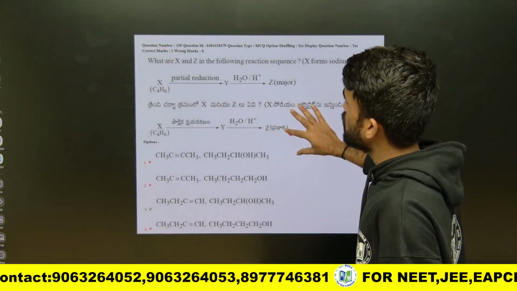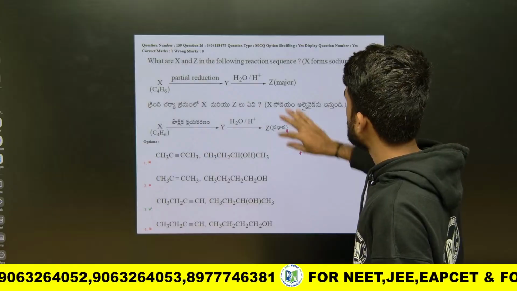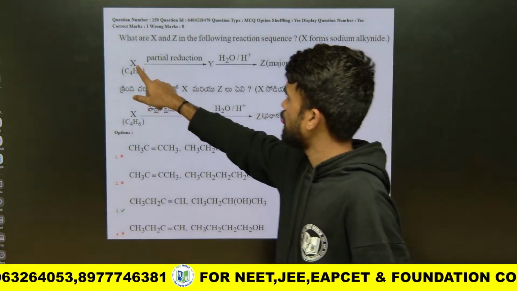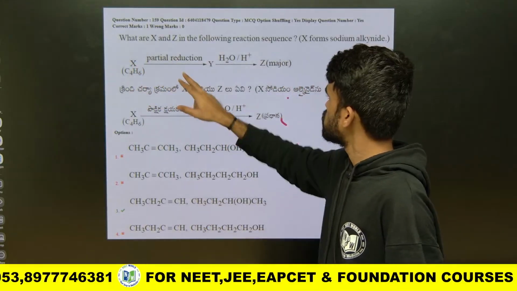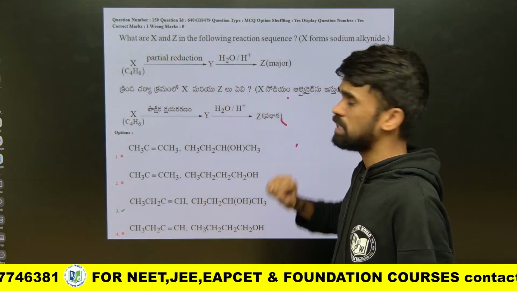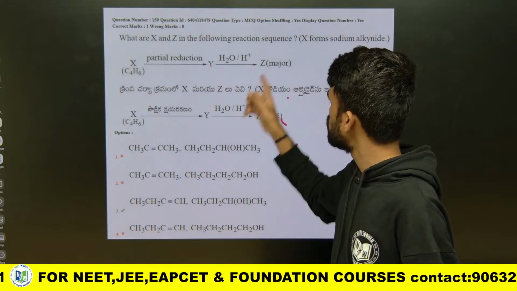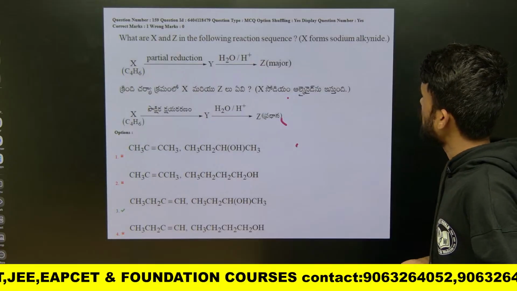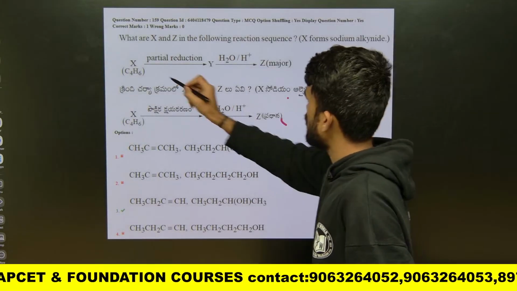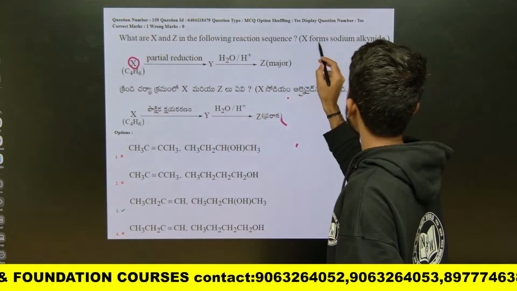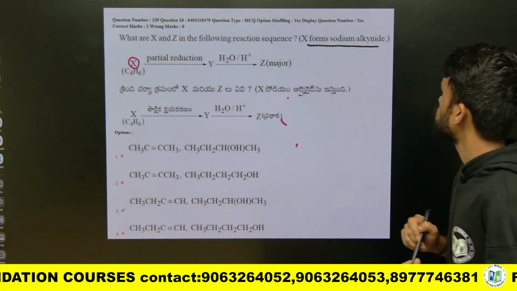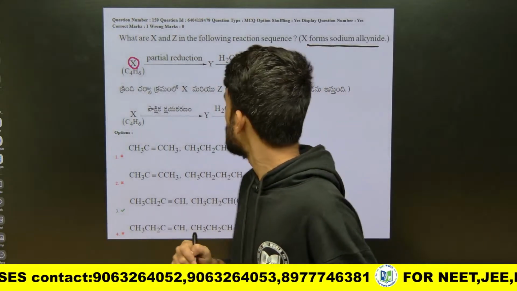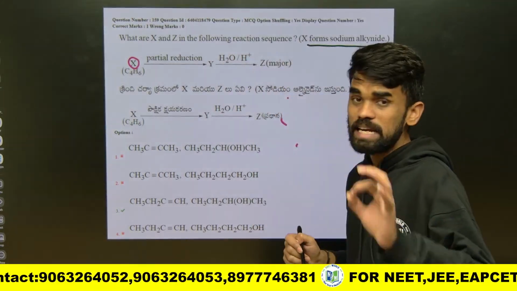Now, what are X and Y in the following reaction sequence? You take this X, do partial reduction, and it will give Y. Then you do acidic hydrolysis, and you can get Z as a major product. Now what are the products here? See, they also mentioned that the starting material X forms sodium alkynide. Sodium alkynide means definitely it is an alkyne.